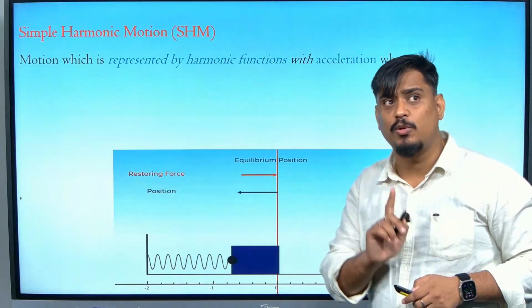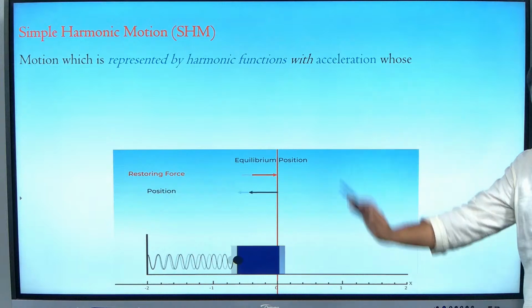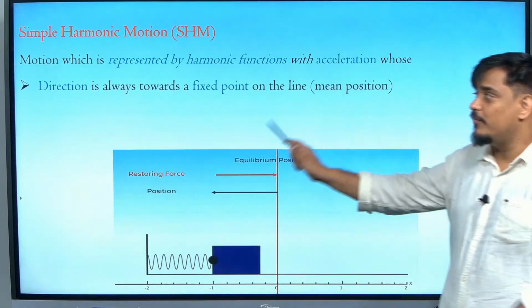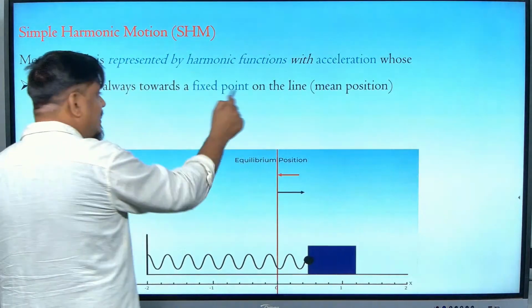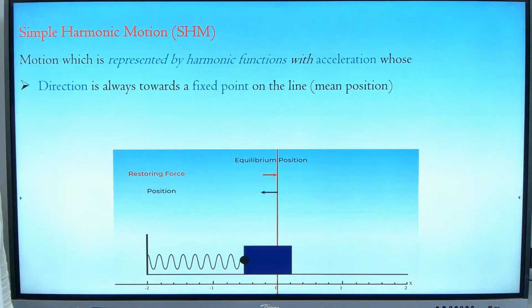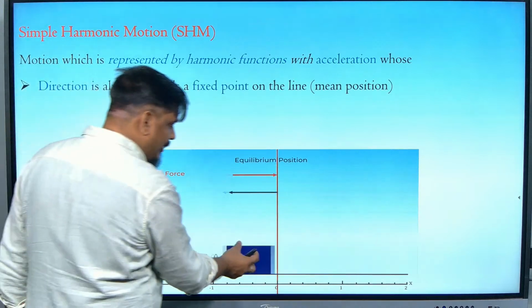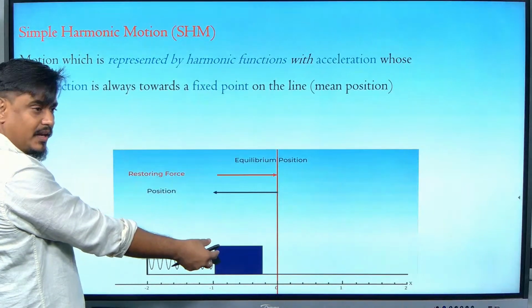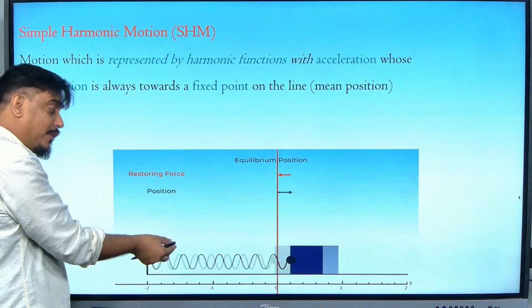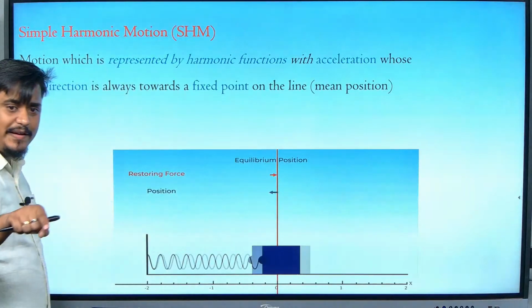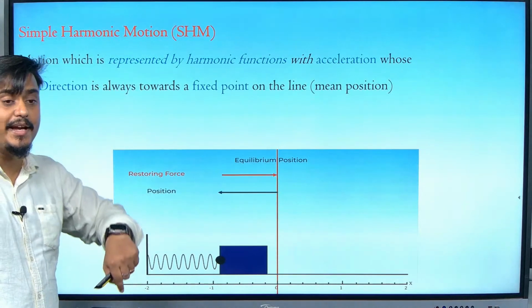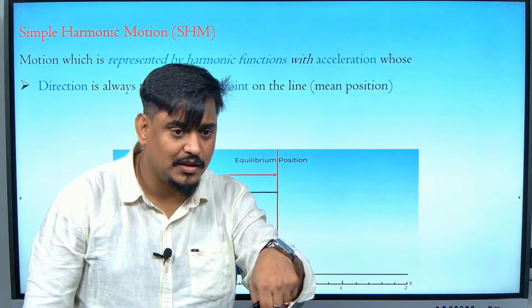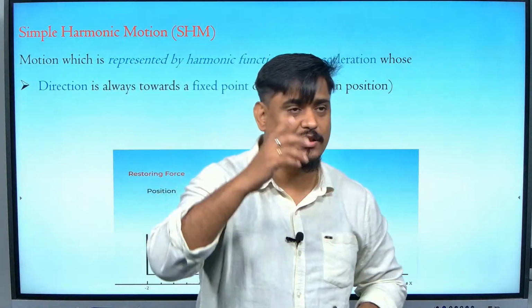So, if a particular motion is represented by a harmonic function and its acceleration is always directed towards a fixed point or towards the mean position. If you see, if I move it towards the right, it tries to come towards the mean. Even if it goes towards the left, it once again tries to come towards the mean. So, always the acceleration is trying to bring it back to the mean position. I hope you are understanding it. I will repeat, Sugindran, I hope you are there.